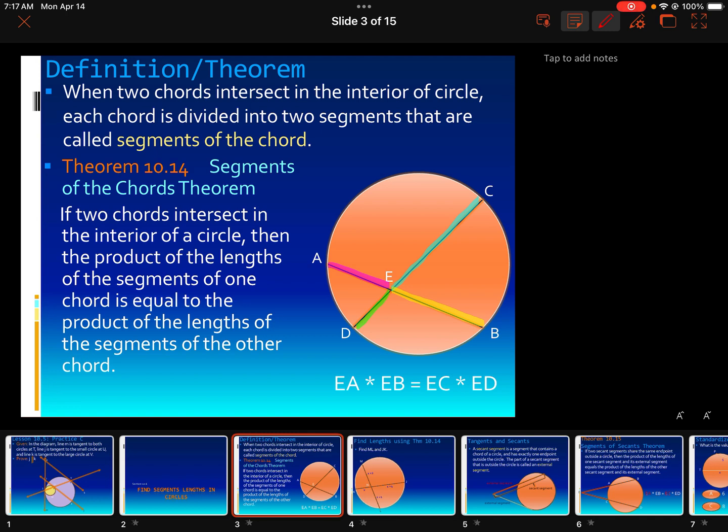Theorem 10.14 is going to help us find the segment lengths. So this is called the segments of the chords theorem. If two chords intersect on the interior of the circle, like we have in this picture, then the product of the lengths of the segments of the chord is equal to the product of the lengths of the segments of the other chord. So really what it means is blue times green equals purple times yellow.